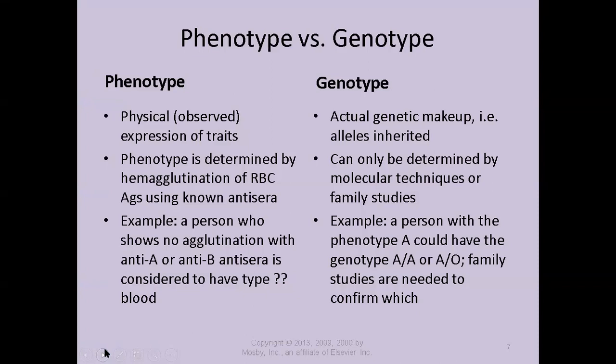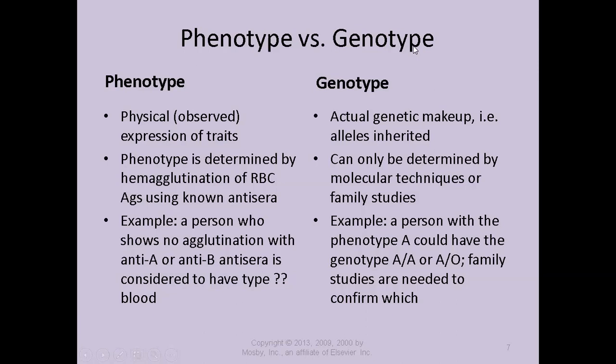So for example, a person who shows no agglutination when their red cells are added to anti-A or anti-B antisera would have a certain blood type. Okay, so if they don't agglutinate with antibody against A, it means they lack the A antigen. And likewise, if they don't agglutinate with antibody directed against B, they also lack the B antigen. So if we were in class, I would make you guys answer this for me. Basically, this means they're type O. Okay, so O basically lacks both of those antigens, and that, in this case, would be a phenotype based on our serologic testing using antibodies.